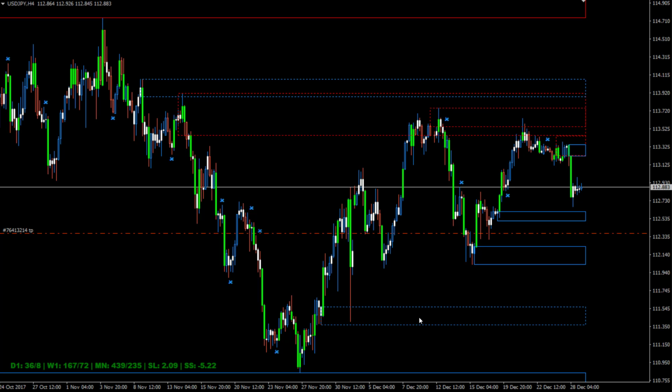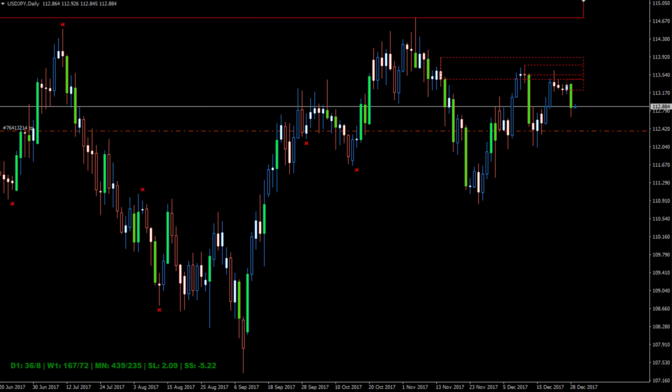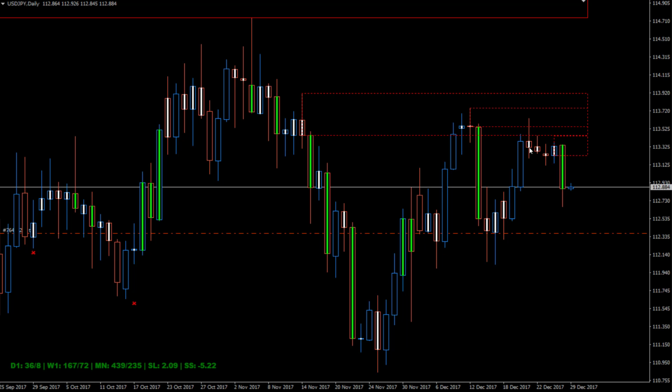And so we have this area here. It's been tested once, went almost all the way through it. So there's probably fewer buyers there now than there was previously. But if you look now, you can see that price is reacting on this daily supply. Let's have a look at it. Pretty nice supply. Our price went up into this supply, we tested it and we left very quickly. This is a really nice supply.